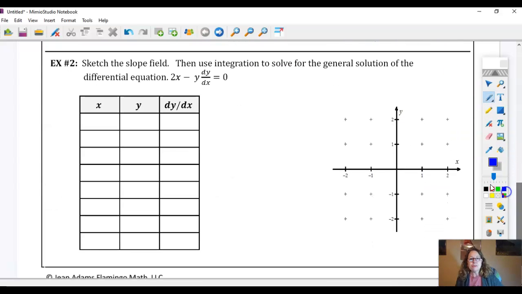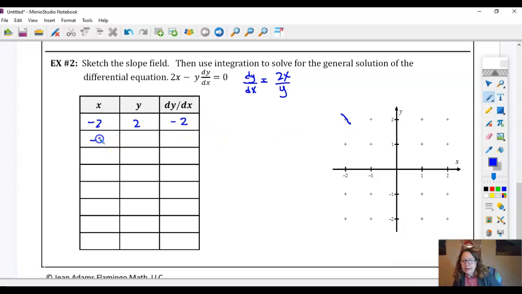On example 2, now this one has both an x and a y. The first thing that I prefer to do, though, is to solve this so it's dy dx equals. We'll subtract that 2 over, divide by -y. So we'll have 2x over y. That's a differential equation that I want to be using. We really need to pick all points. I'm going to just pick a few, like if we do -2 and 2. If we plug that in, we'll have -4 over 2, which is a -2. So at that point, we will have a slope of -2.